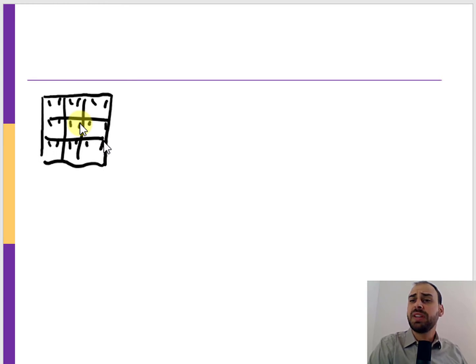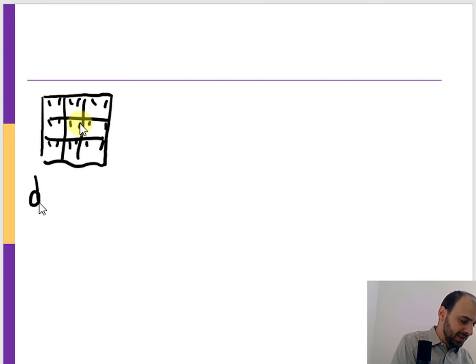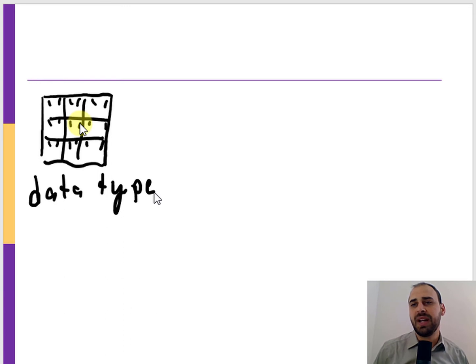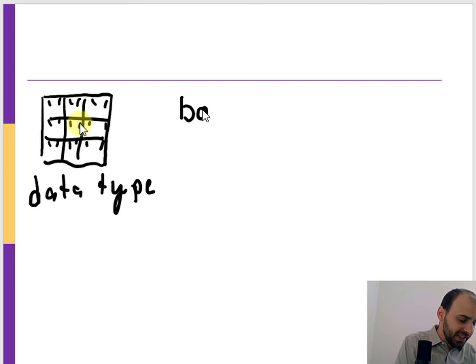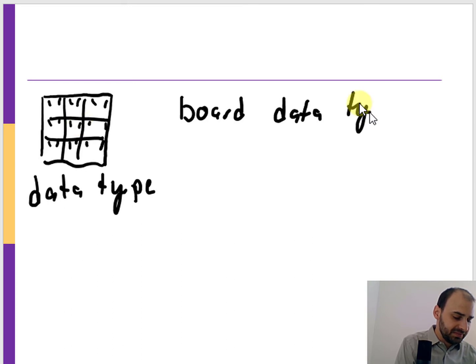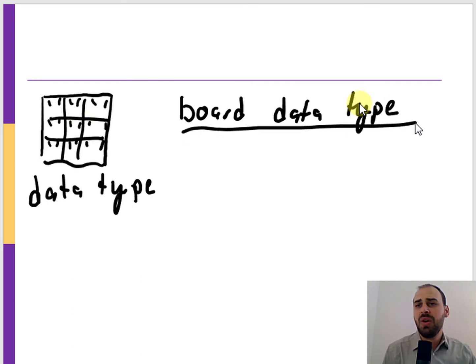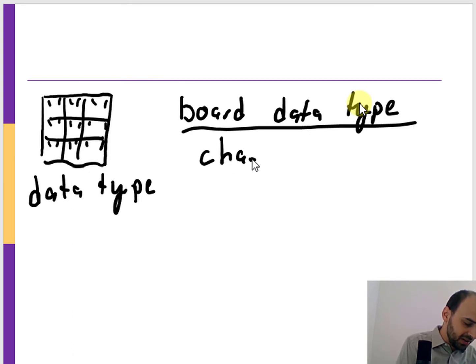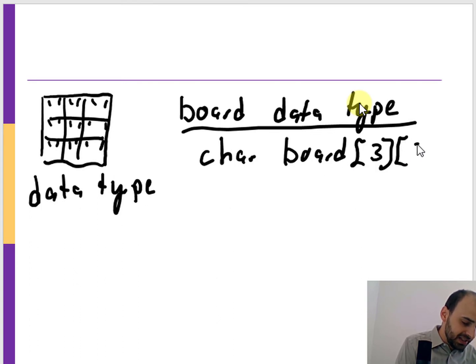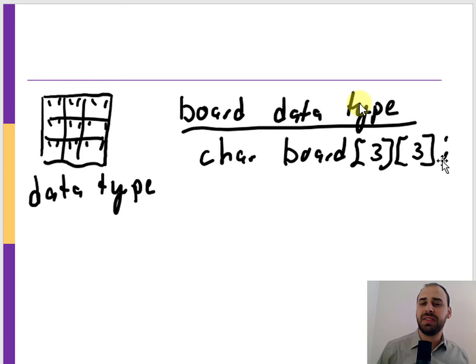And it's important to think about what is the data type of this. What is the data type that would make the most sense for this type of board? If you think about it, what would make the most sense for the board in terms of the data type would be a 2D character array. So we can have char, we can call it board, of size 3, 3. So this is how we're going to define this board.